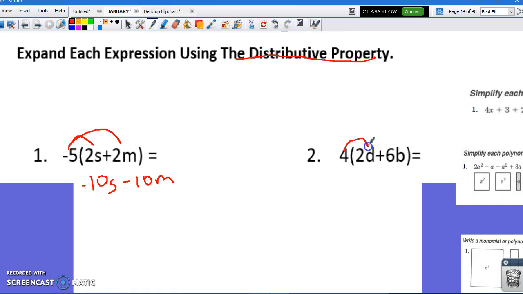This one, 4 times 2d, 4 times 2 is 8. And then 4 times 6b. 4 times 6 is 24, and it's positive.